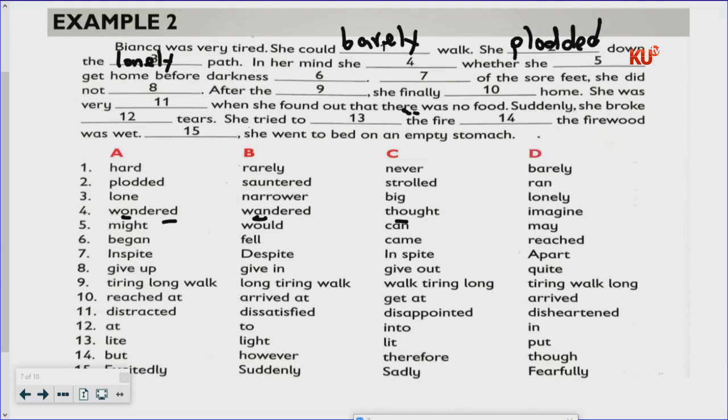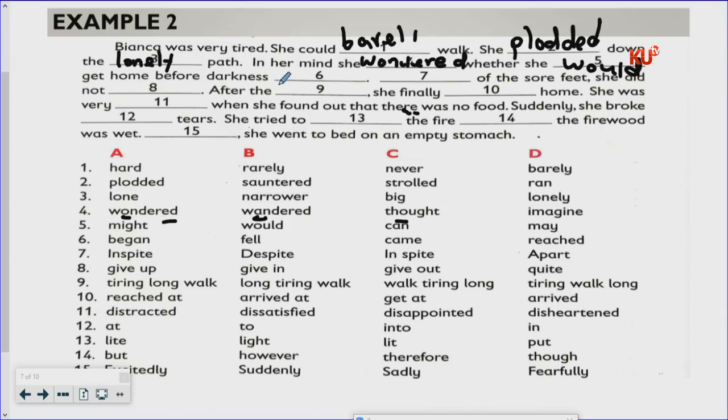So in her mind she wondered, with O, whether she dash get home. She might get home. She would get home. She can get home. She may get home. It is in the future, and the possibility, whether it was possible, which is would. She would get home before darkness dash.